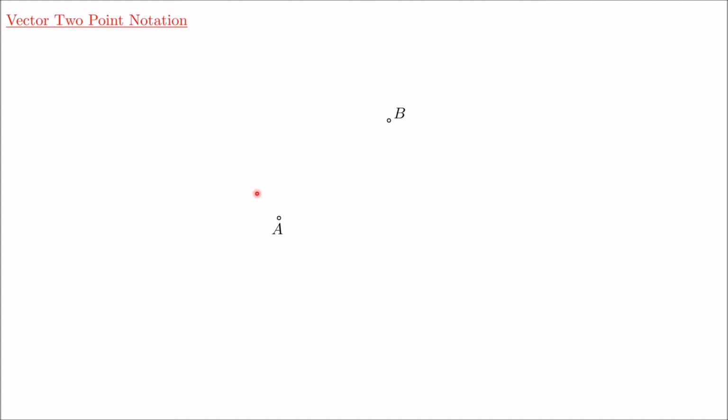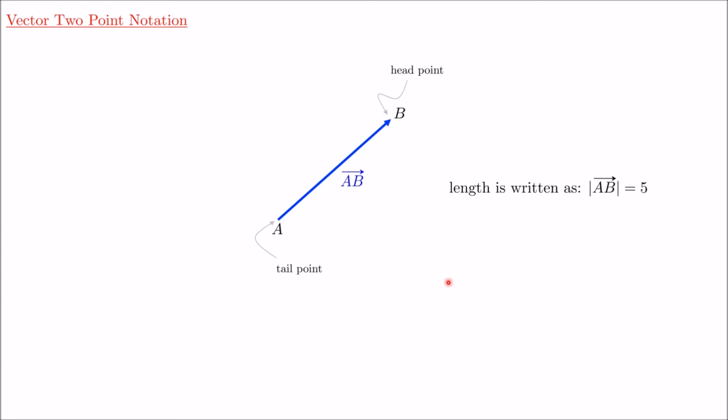Next, let's talk about the 2-point notation. So suppose we got 2 points in the plane, point A and point B. Well, we can connect them using a vector. In this case, if we're trying to name the vector, we will name it as vector AB and write it like so. And you can see that once you have drawn it, a vector has a tail point and it has a head point. And under this notation, if you wanted to write up the length of the vector, we'll write something like this, if the length of this vector was 5.